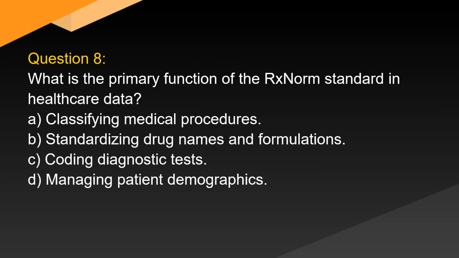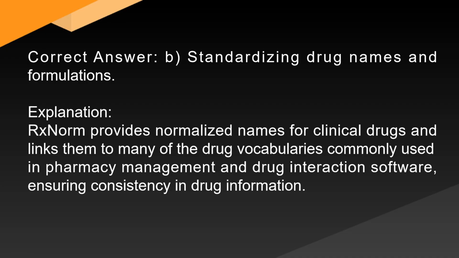Question 8. What is the primary function of the RxNorm standard in healthcare data? A. Classifying medical procedures. B. Standardizing drug names and formulations. C. Coding diagnostic tests. D. Managing patient demographics. Correct answer, B. Standardizing drug names and formulations. Explanation: RxNorm provides normalized names for clinical drugs and links them to many of the drug vocabularies commonly used in pharmacy management and drug interaction software, ensuring consistency in drug information.